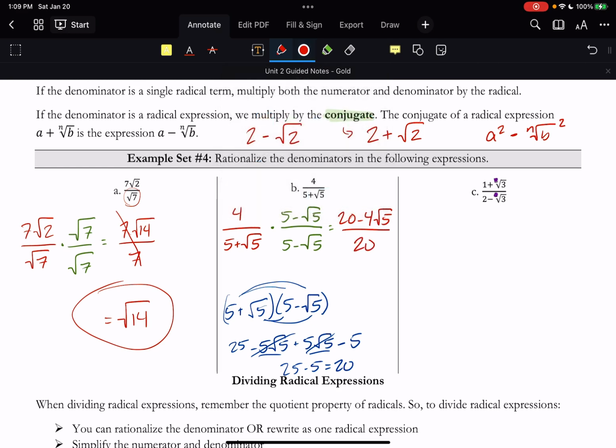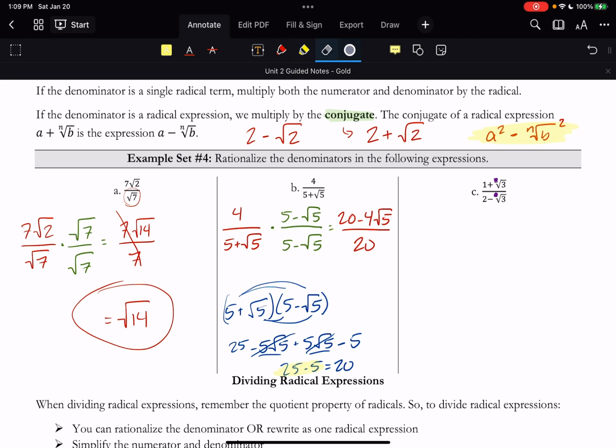And again, if I look at this rule of how multiplying by the conjugate always works, my a in this case was 5, so 5 squared is 25. And then the square root of 5 squared is, again, 5. And we got that 25 minus 5, which equals 20.